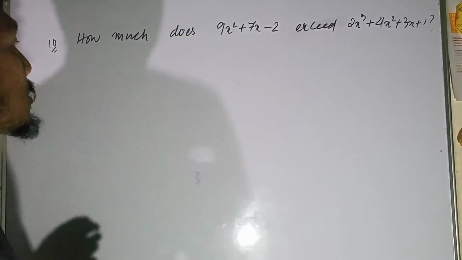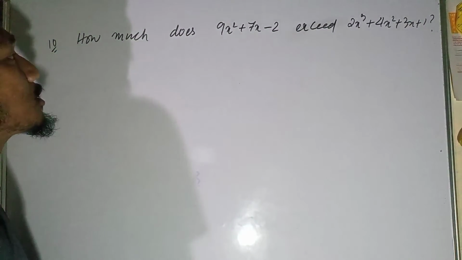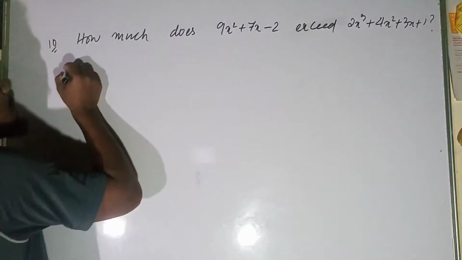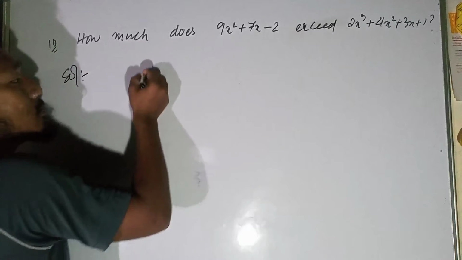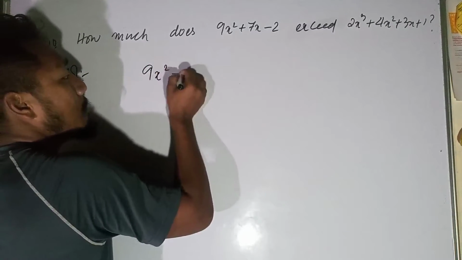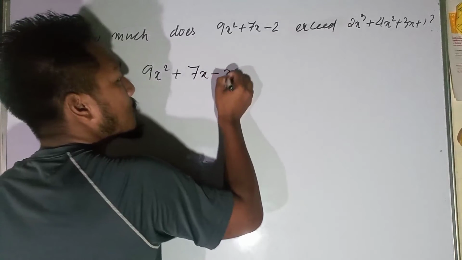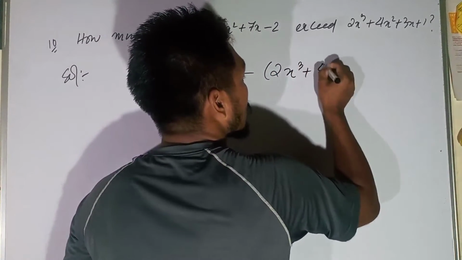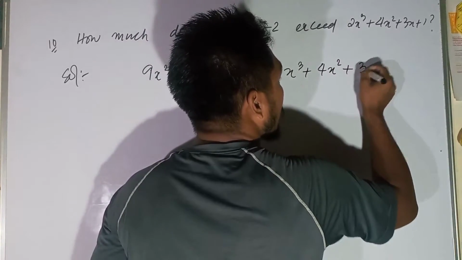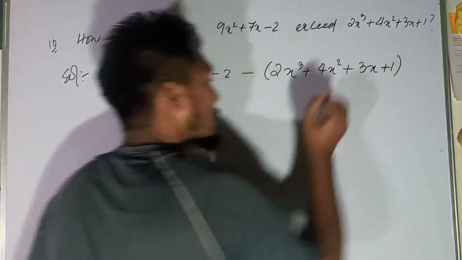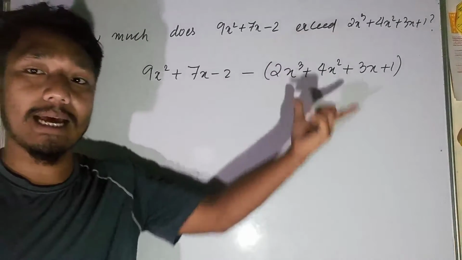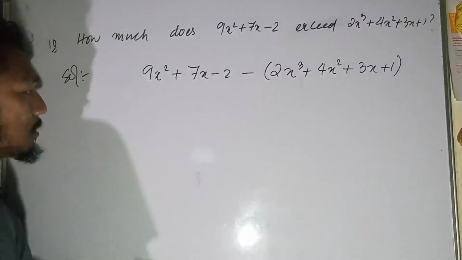Again, we have the next question. That is question number 10. How much does 9x cubed plus 7x minus x exceed the same? Okay, the same solution here. So what should I do? The first expression will be subtracted by the second expression. I believe you can do it by yourself once I write these expressions. Subtract these two, then you will get the answers.